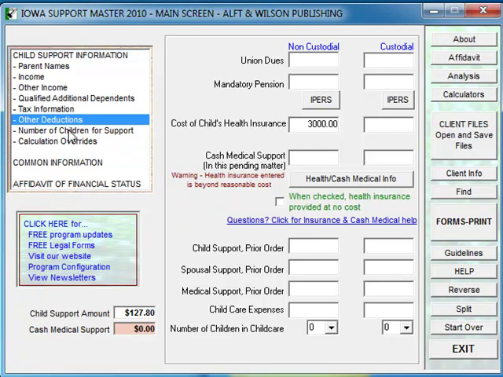So this is a good example of why you want to check and see whether the party could get health insurance instead of paying cash medical support. I'm not sure why anyone would have a client paying cash medical support if they can acquire a policy of health insurance that would save them some money in the long run. And of course, then the children are covered.